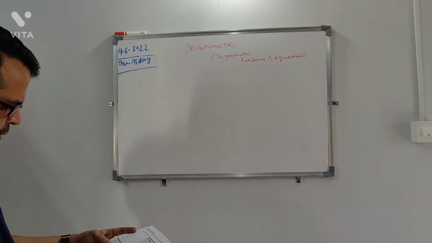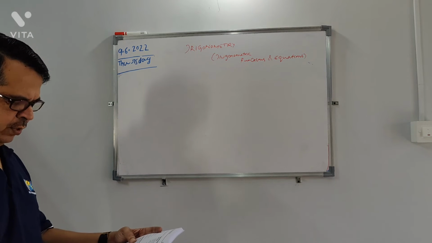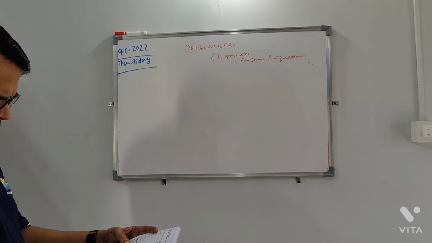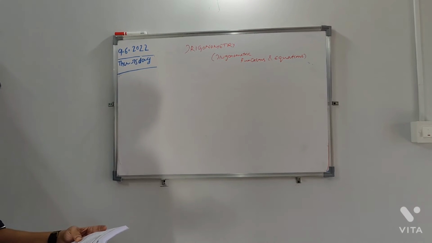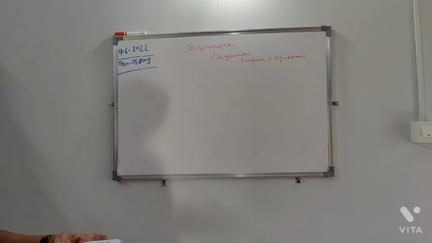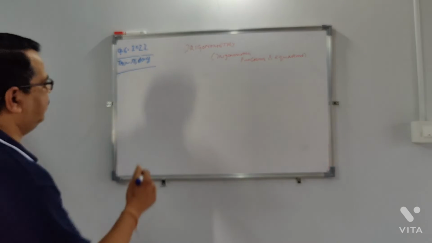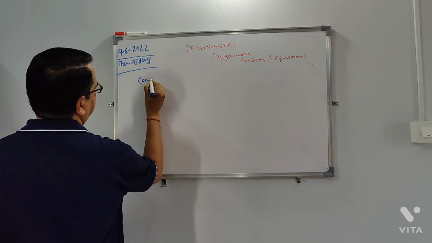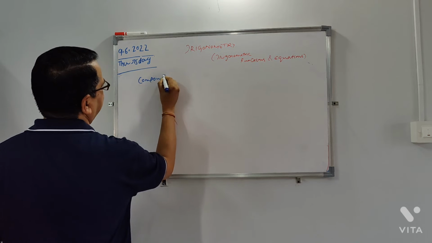Then signs of trigonometric ratios in the four quadrants, and that we'll do later. That's not a problem. Then we'll do some related to compound angle.